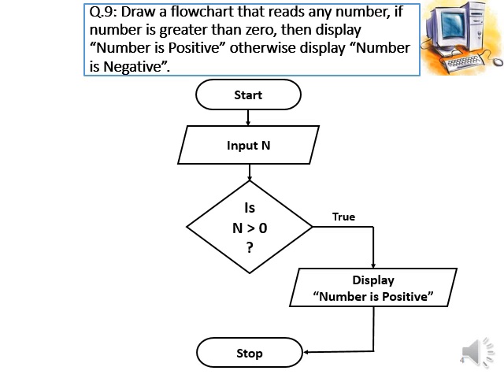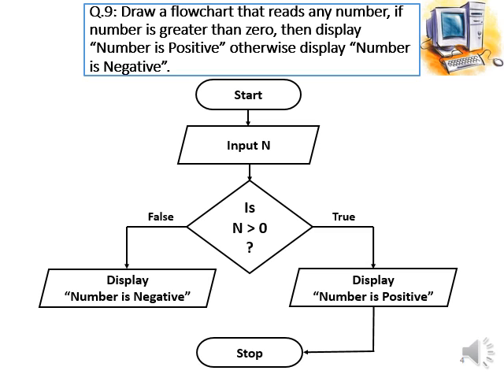The second situation is that if this condition is false, if N is not greater than 0, means that N is less than 0 and N is a negative number, so means the condition is false.